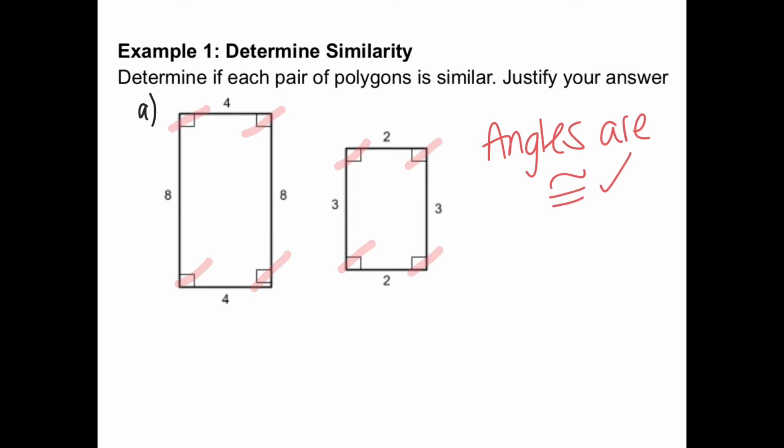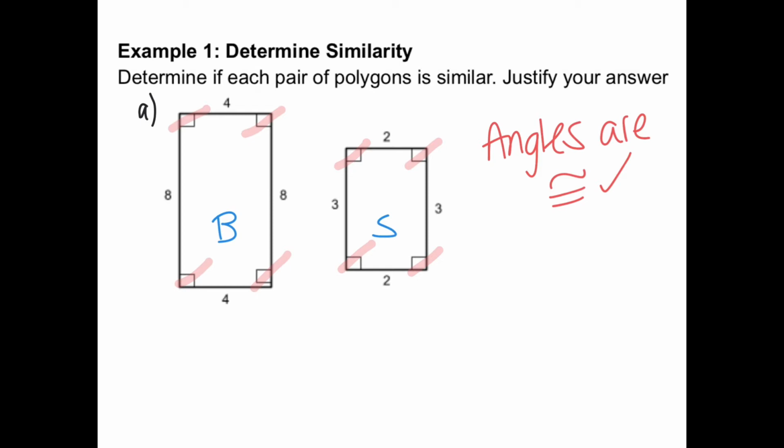Now we move on to the sides, and we need to compare the big rectangle to the small rectangle. We cannot assume just because they're both rectangles, and yes, technically they are the same shape, but not the same size, that they are actually proportional. So we need to check using our proportion equations.